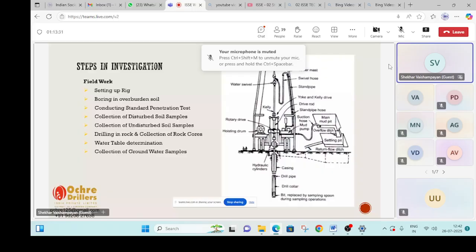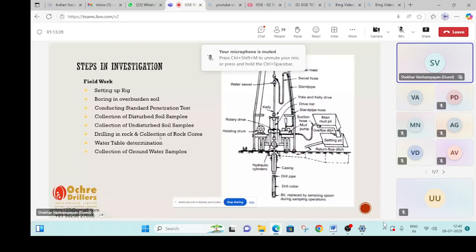And then once you hit the rock soil junction, you start drilling in the rock by changing the bits. You saw the diamond surface set bits there. Remember that again. And then you start collecting rock cores. During the course of the work, you will hit the water table, and that will manifest as an extra quantity of water that will come out in the return water. So the ground water table is determined, and then finally collection of groundwater sample. These are the activities that are performed in the field work.